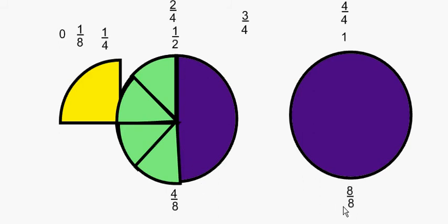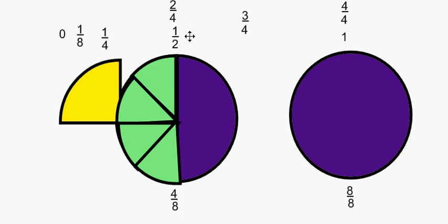And with a little bit more playing around, we could see that if we filled up this whole circle, it would take 8/8 to get that. So where would 5/8 have to fit? Well, 5/8 would have to fit somewhere between 4/8 and 8/8. It would be somewhere in here. Where would 6/8 go? Somewhere in here as well.